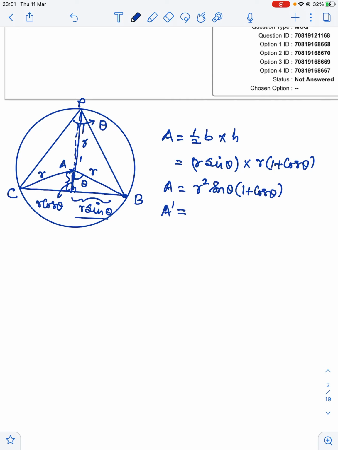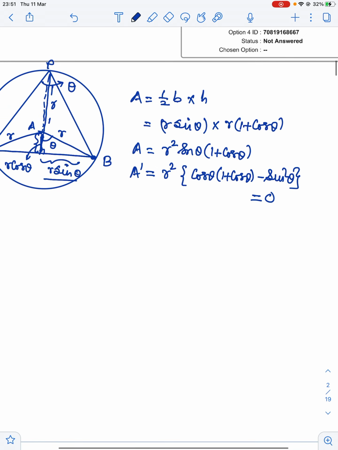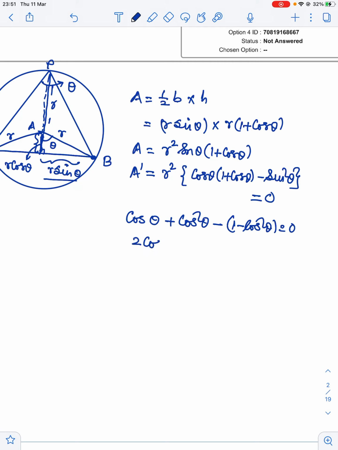Now if I differentiate with respect to theta, it will give us cos theta into 1 plus cos theta minus sin square theta, and that has to be equal to 0 for the maximum or minima to occur. If I expand, the first term is cos theta plus cos square theta minus sin square theta. I am writing sin square again as 1 minus cos square theta. So this quadratic is there: 2 cos square theta plus cos theta minus 1 equal to 0. So two factors are there, 2 cos theta minus 1 and cos theta plus 1.